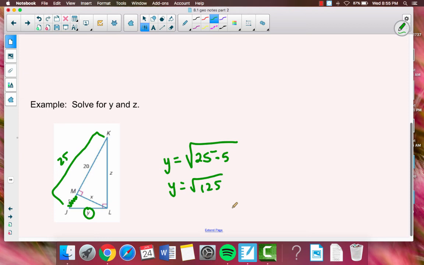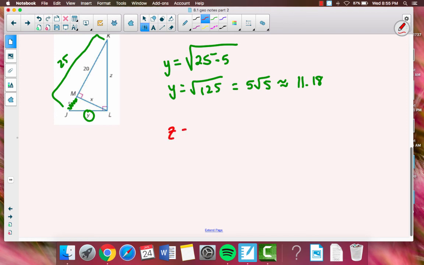If you can simplify this, I would definitely do that. Unless it wants decimal answers, I'd leave it in terms of square roots. So you get 5 root 5. If it did want the approximate decimal answer, this one would be 11.18, and then you'd be done. So there's the y. Now we're going to do the same thing for z.